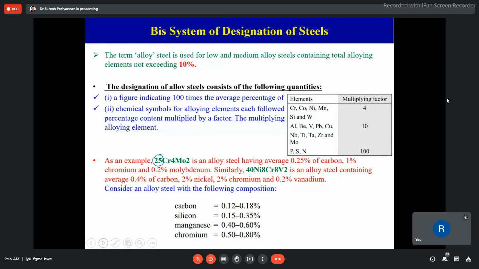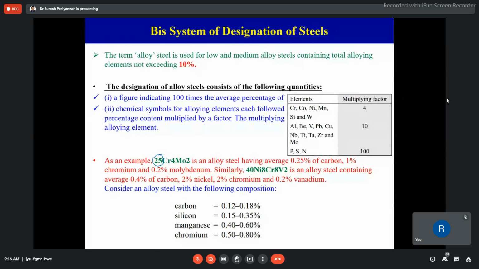Now if I'm adding chromium, cobalt, nickel, manganese, silicon, and tungsten, which is W, these are the multiplying factors. One by one we'll see here.